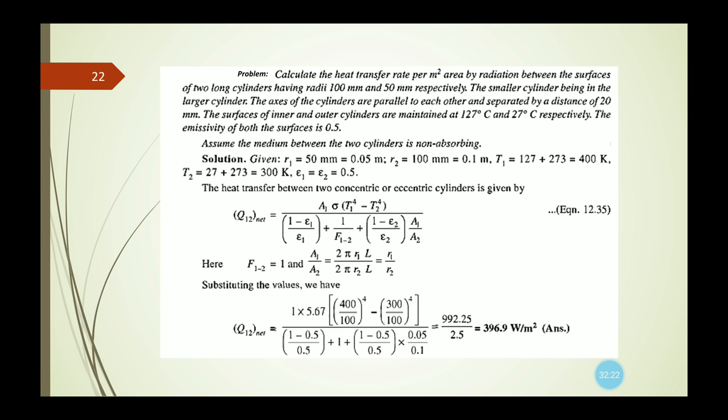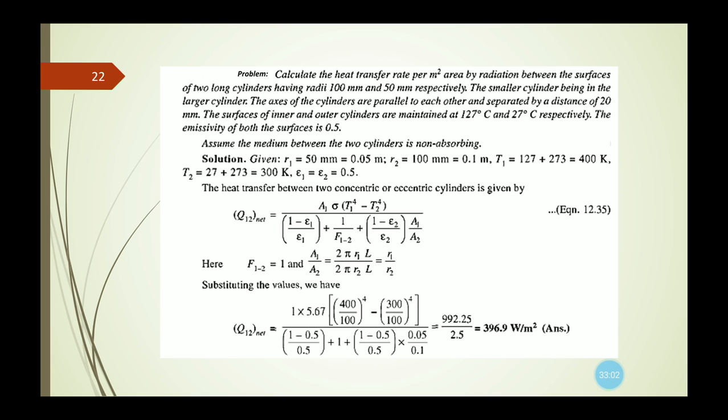As per our concept of shape factor algebra, we can write this, and A1 divided by A2 is the ratio of the areas of these two surfaces. This is actually the ratio of the diameters or radii. If we substitute these values in the formula, then after some steps we get the final value of the heat transfer between the two concentric cylinders as 396.9 watt per meter square. So this is the final answer in this numerical.